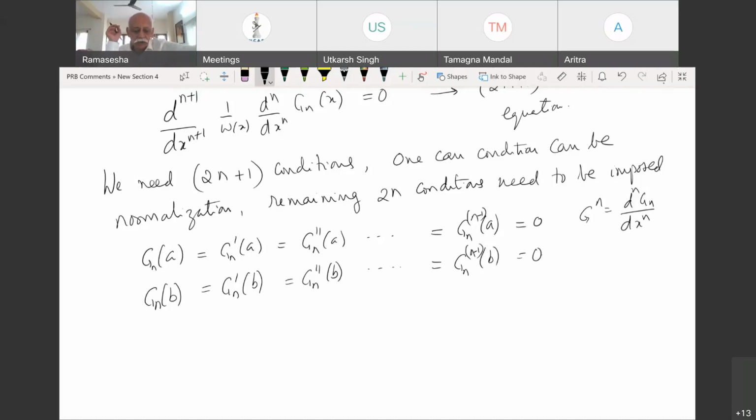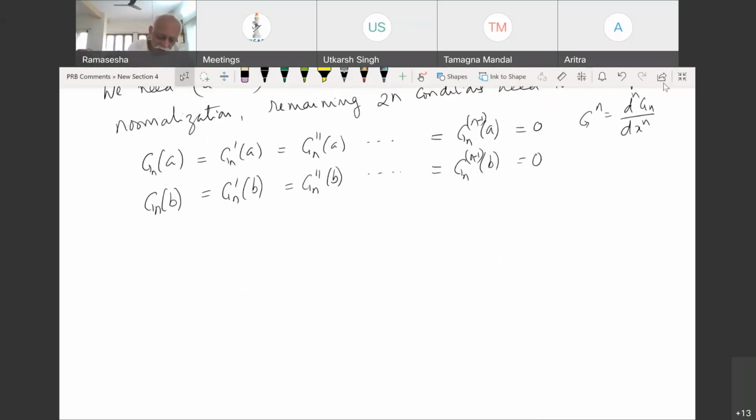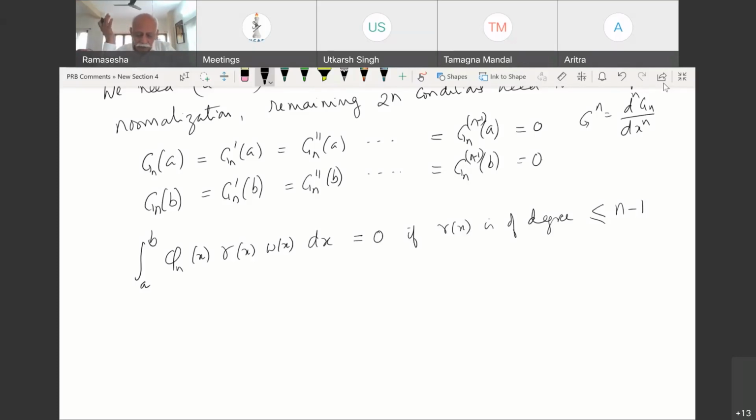If you have this condition, then I can show that the integral from a to b of P_n(x) times any polynomial q(x) times w(x) dx is equal to 0 if q is of degree less than or equal to n minus 1. So this is the condition for orthogonal polynomials, right? Because an orthogonal polynomial P_n(x) is one which ensures that it is orthogonal to all polynomials of degree n minus 1 or lower with respect to a weight function w(x) over the interval a and b. So this is what I get.